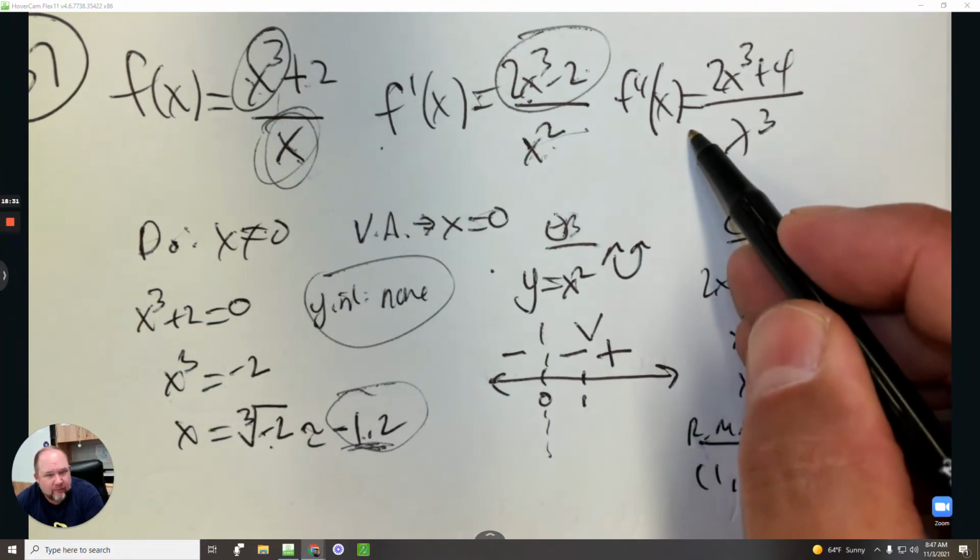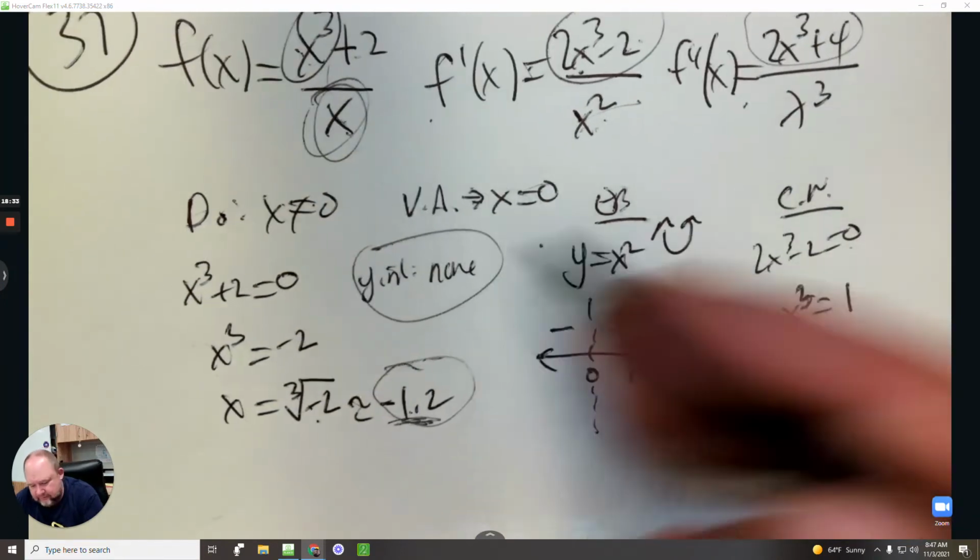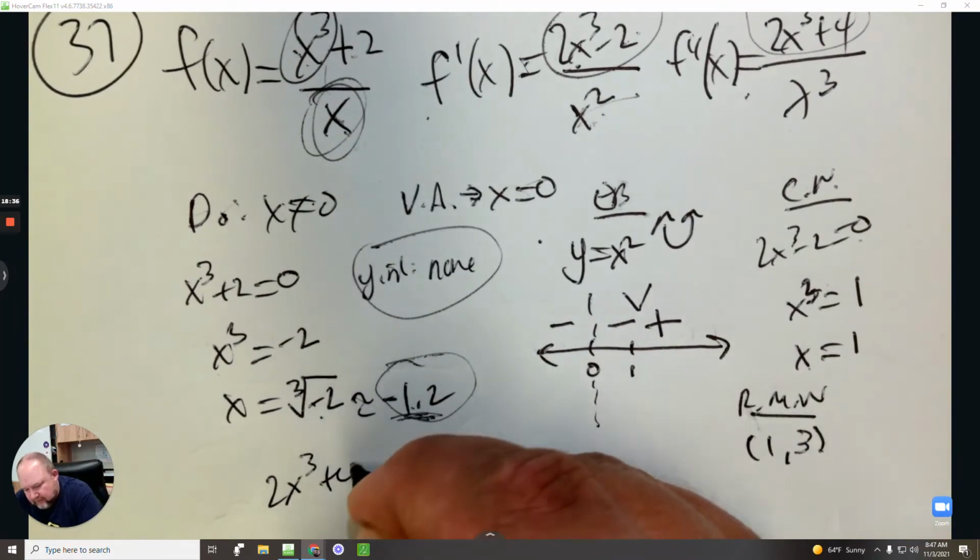Now the second derivative, we get concavity here. Take the numerator, set it equal to 0.